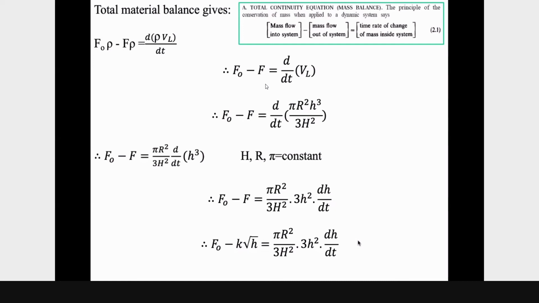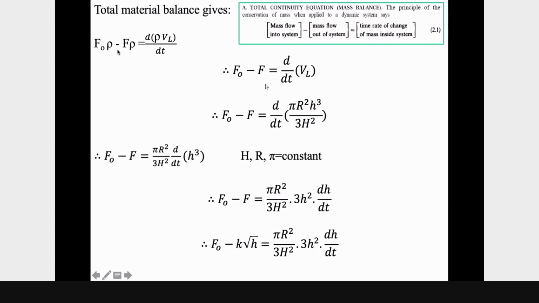So the mass flowing into the system is equal to F0 rho minus F rho is equal to d dt of rho VL. Now, as density is constant, we will nullify density from this equation of the total mass equation. We will write F0 minus F is equal to d dt of VL. Let us substitute the value of VL in this equation from the previous equation. We will get F0 minus F is equal to d dt of pi capital R square small h cube upon 3 capital H square. Are you getting my point?